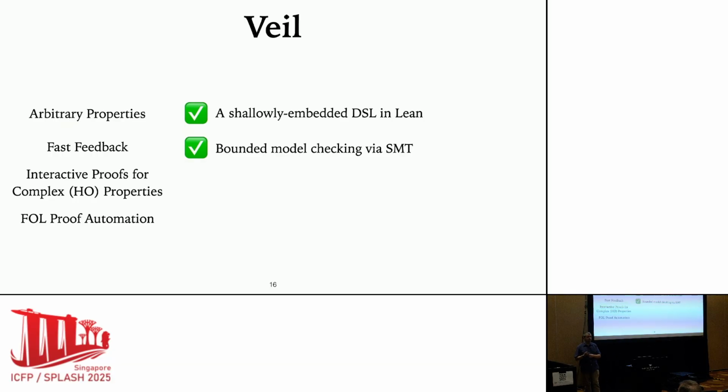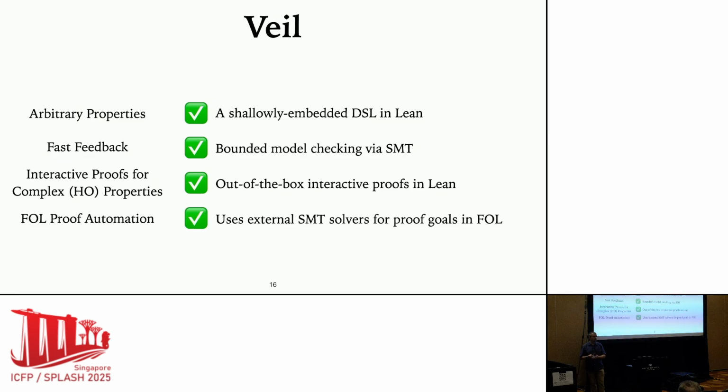But the nice thing is that by means of being just a library on top of the Lean proof assistant, we can also have interactive proofs for the properties that are not easily dischargeable with an SMT solver. And as mentioned, by using an array of tools that interface between the higher order logic of Lean and the first order logic that SMT solvers take in the form of SMT-LIB queries, we can also prove many obligations as just push the button, without writing any proof script in Veil, using SMT solvers.